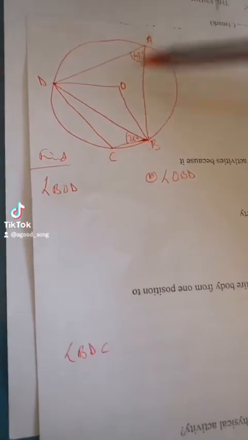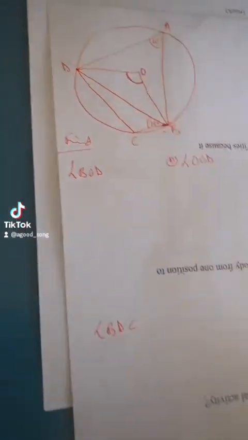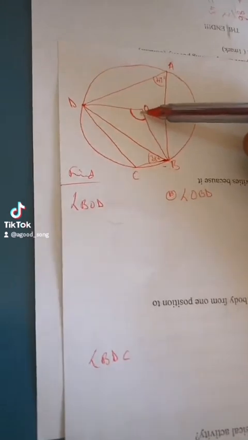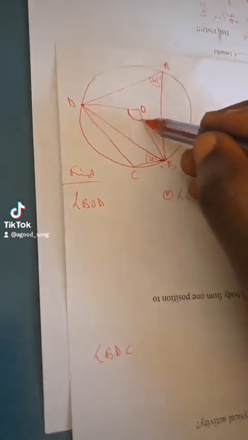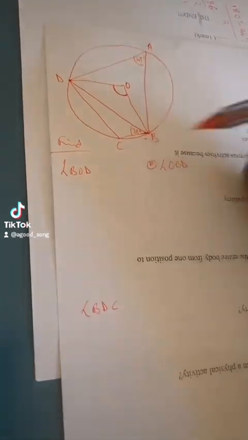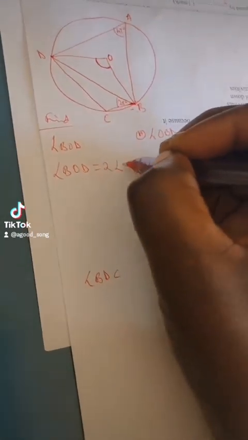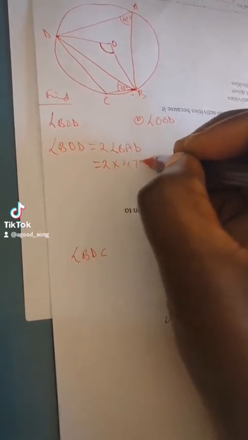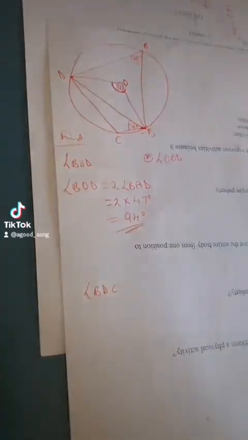To find BOD, which is the angle at the center, we'll find this angle by simply multiplying 47 by 2. We apply the theorem that says the angle at the center is twice the size of the angle on the circumference. So this angle and that one are standing on the same points. So this one is simply twice angle 47 degrees. You can say angle BOD equals twice angle BAD. So 2 times 47 degrees is 94 degrees. So this angle is 94 degrees.